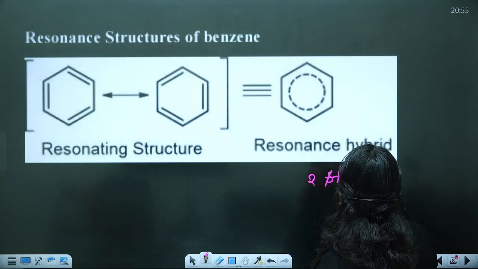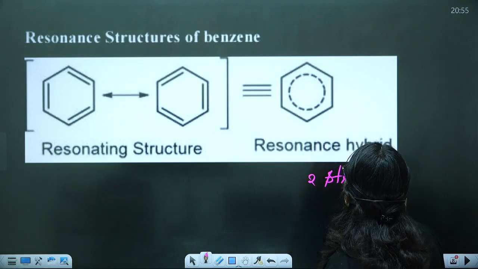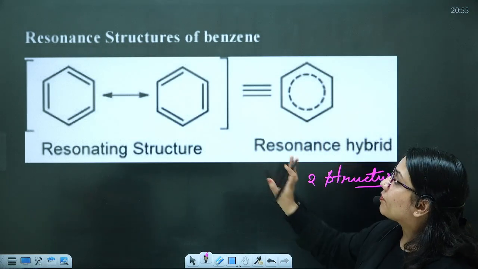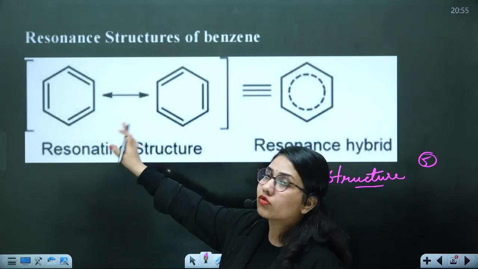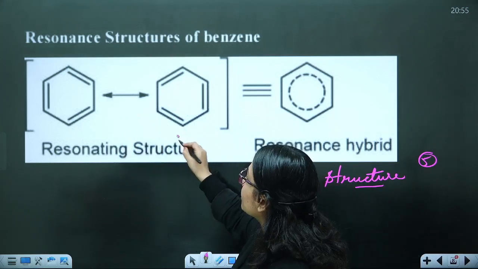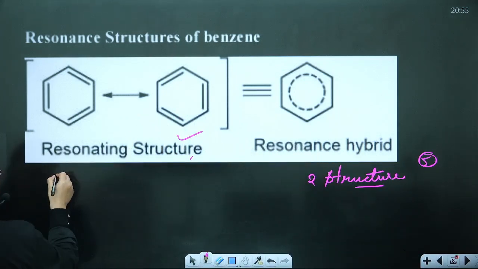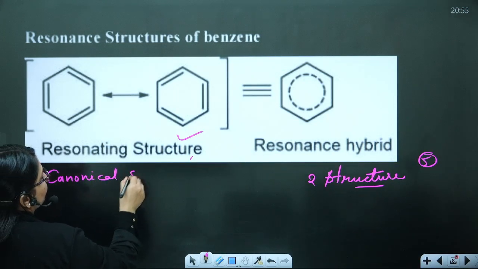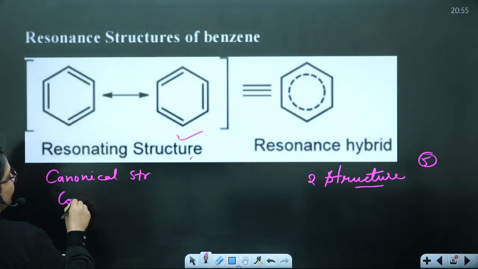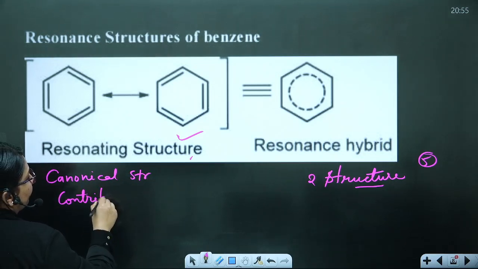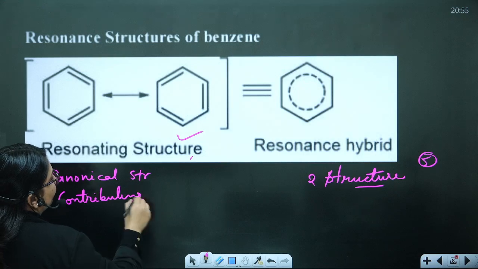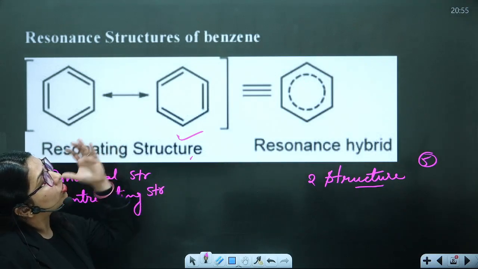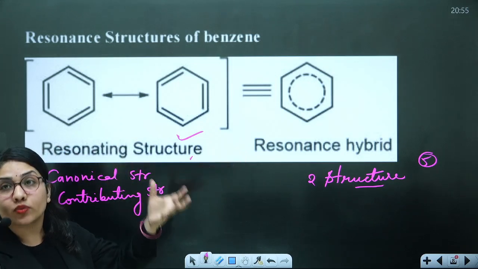Here we have made two structures, but it is said that benzene has 5 or more resonating structures. So here you can see these are almost similar to each other. These are called resonating structures, and we can also say canonical structures or contributing structures.